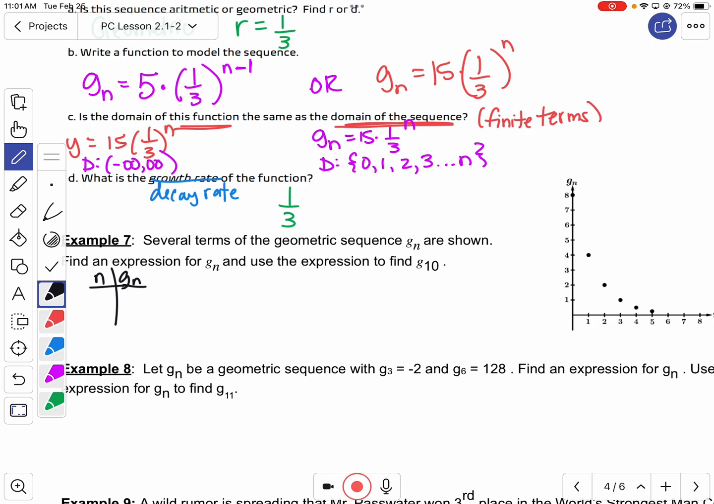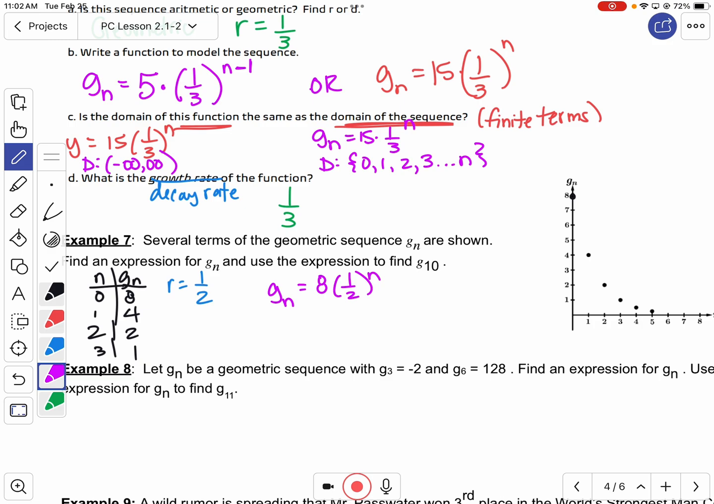Okay, did they give me the 0 term on this one? Yep, it's 8. 0, 8, 1, 4, 2, 2, 3, 1. So we probably got enough right there. What are we doing each time? Divide by 2. So what's my R? 1/2. So they gave me that 0 term, so we could write it as G sub n equals 8 times 1/2 to the n. I don't have to do anything fancy because I have the 0 term.